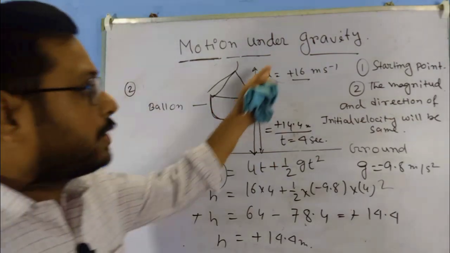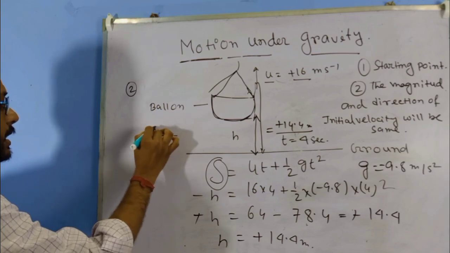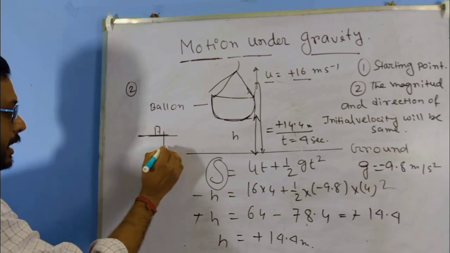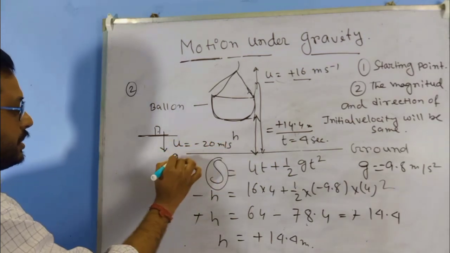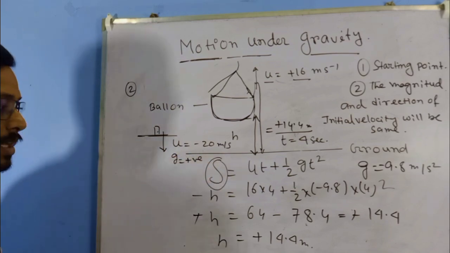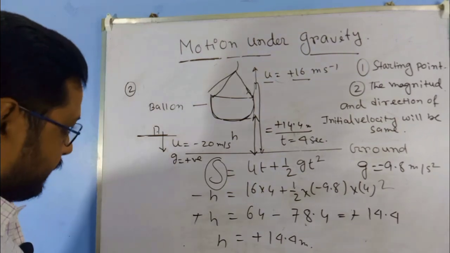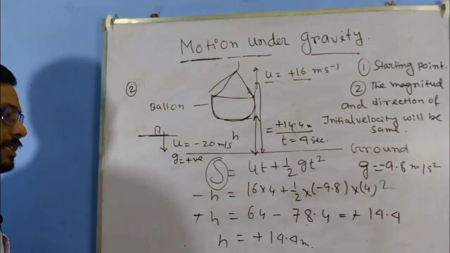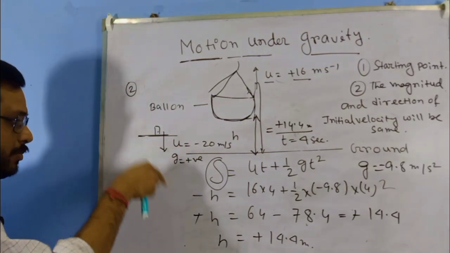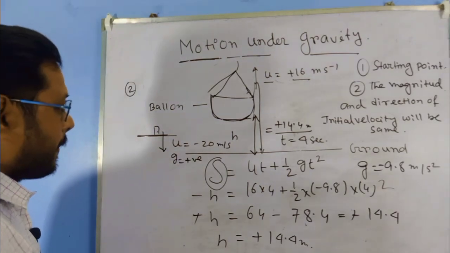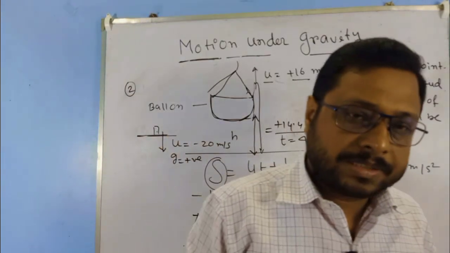If the stone does not go upwards, if someone drops the balloon or the stone from a height in the downward direction, then u will be negative and g will be positive. Again here the displacement will be positive because the direction of u is downward, the direction of h is also downward, and g will be positive for a downward particle. In this way we can do any type of numericals.